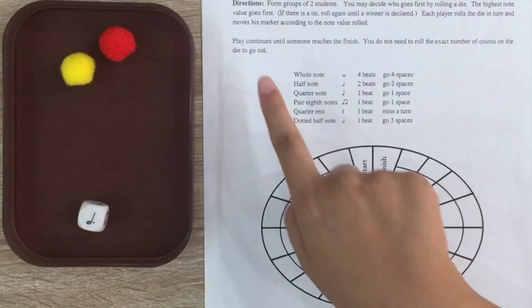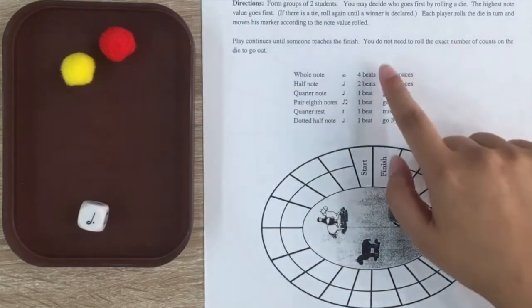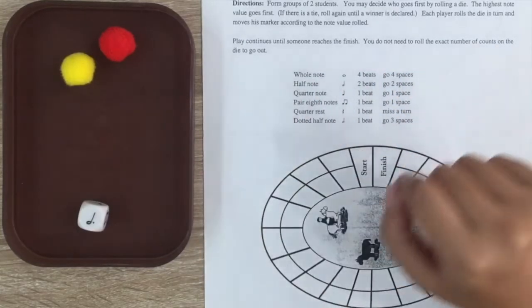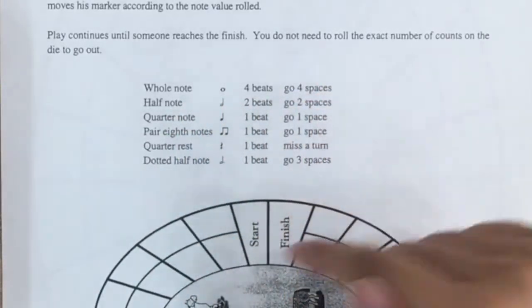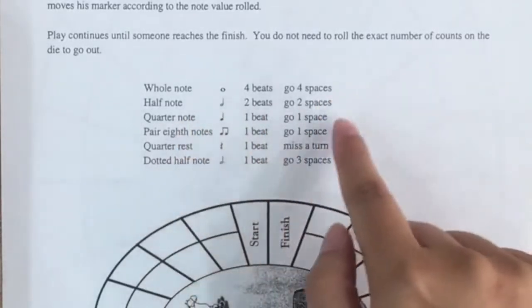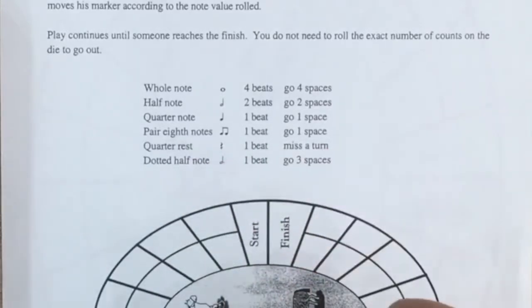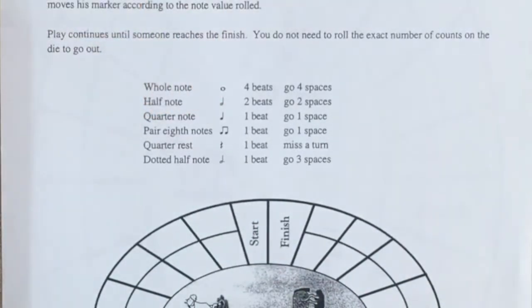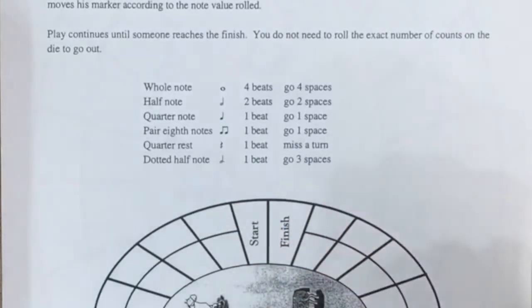The play continues until someone reaches the finish, which is here. You do not need to roll the exact number of counts on the die to go out. For a whole note, you have 4 beats, therefore you go 4 spaces ahead. Half note, 2 spaces; quarter note, 1 space; eighth notes, 1 space; quarter rest, miss the turn. Oh no. And a pair of eighth notes, yes. And then the dotted half note will go 3 spaces.